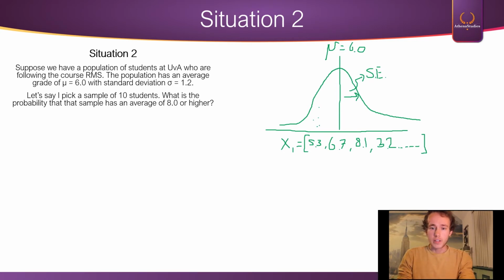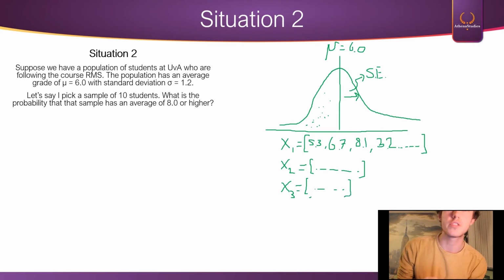All the points that lie on this sampling distribution are not single observations, but in fact, all the points in the sampling distribution are outcomes from an independent sample. So x2 is a sample with 10 observations, x3 is a sample with 10 observations. All these data points correspond to an independently taken sample.